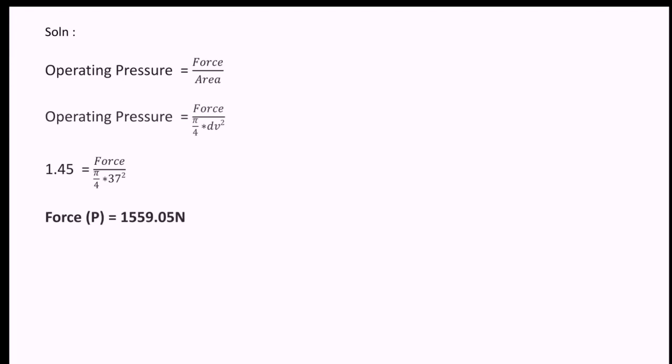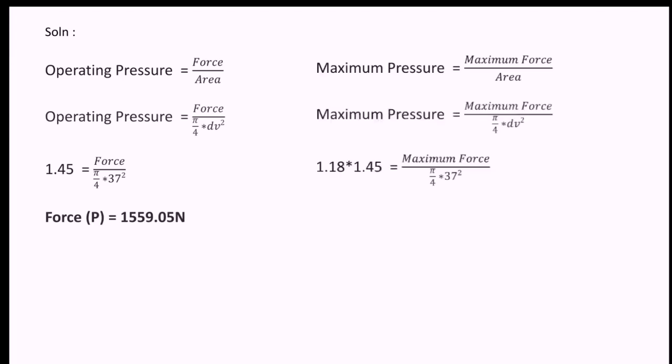Maximum pressure is equal to maximum force divided by area. Here maximum pressure will be 1.18 multiplied by 1.45, that is an 18% increase. That's why the factor of 1.18 has been multiplied. On substituting the values, I will get maximum force as 1839.68 Newton. Now this force will become our base for the calculation of the spring.